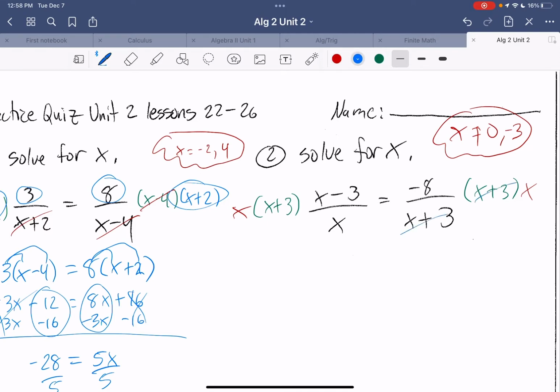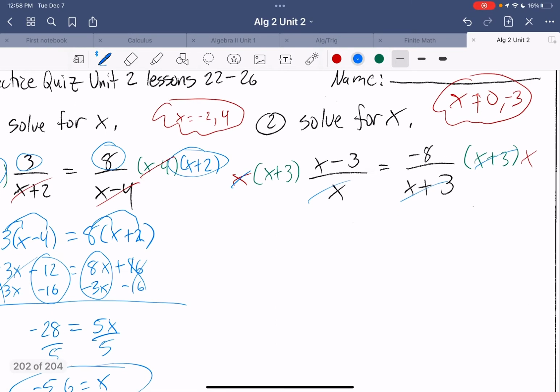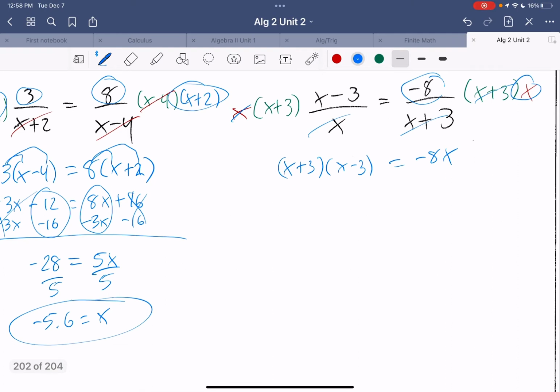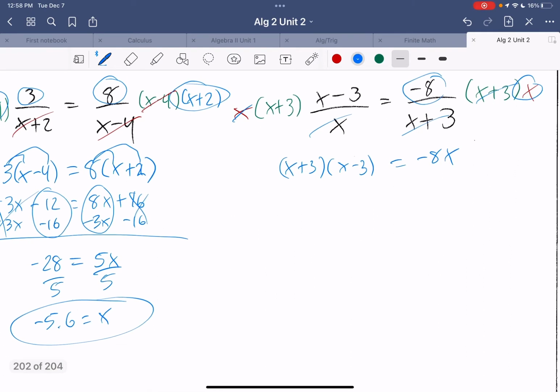So I'm going to cancel these out and cancel out the x's. So this is going to leave us with x plus 3 times x minus 3, and then negative 8 times the x, negative 8x. So now I'm going to multiply this together. First, outside, inside, last: x squared minus 3x plus 3x minus 9 is equal to negative 8x. Those cancel out, so I get x squared minus 9 is equal to negative 8x. So this is a quadratic.